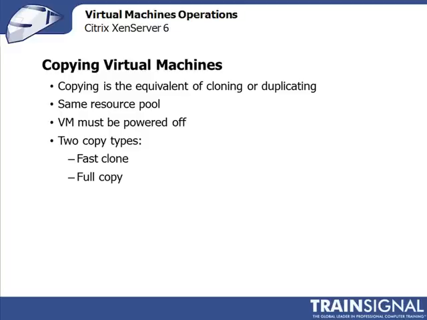And there are two types of copy processes, right? There's a fast clone and there's a full copy. For those of you that are VMware educated, fast clone is the equivalent of a linked clone. So what happens is it will take the existing virtual machine, use its base image, and create a writable delta file that this new virtual machine can run against.